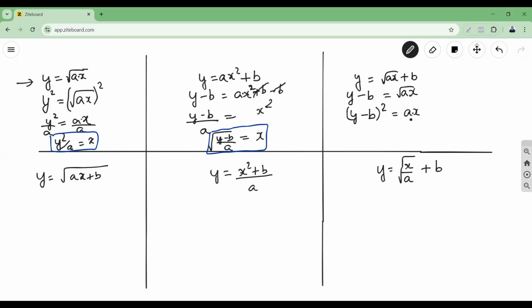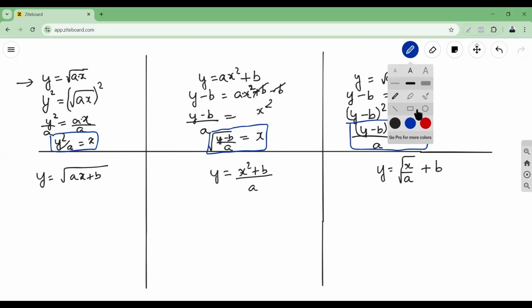Now I'm left with a multiplication operation. So I'm going to use the division operation to nullify the effect of multiplication with a. So y minus b the whole square, and I have to again divide the whole thing. I'm dividing it, so I'm getting a x here. So this is my answer. This is why I have manipulated it. This is how I manipulated it.